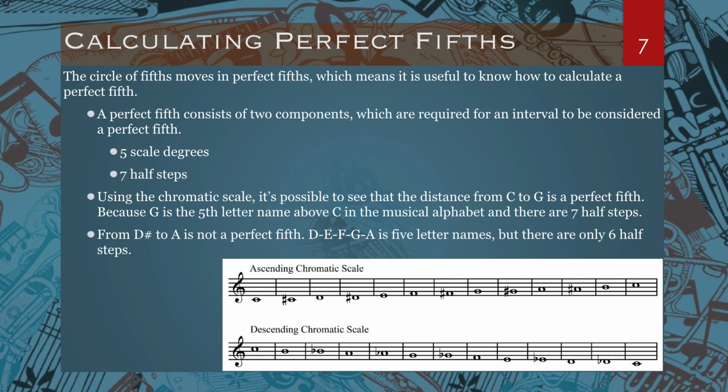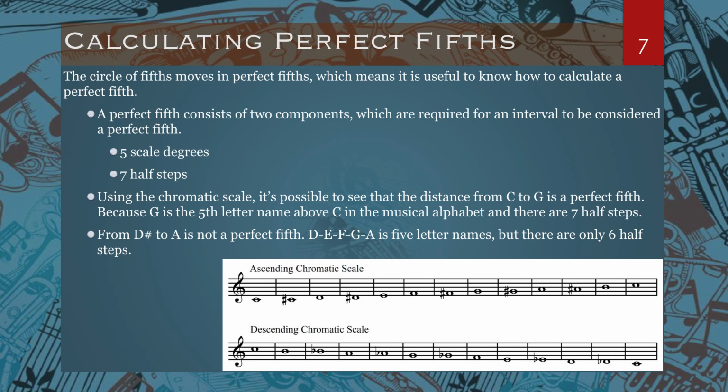From D sharp to A is also not a perfect fifth. D, E, F, G, A is 5 letter names, and you can also think of it as scale degrees, but there are only 6 half steps. You need one more half step to make that a perfect fifth. So it would have to be from D sharp to A sharp.